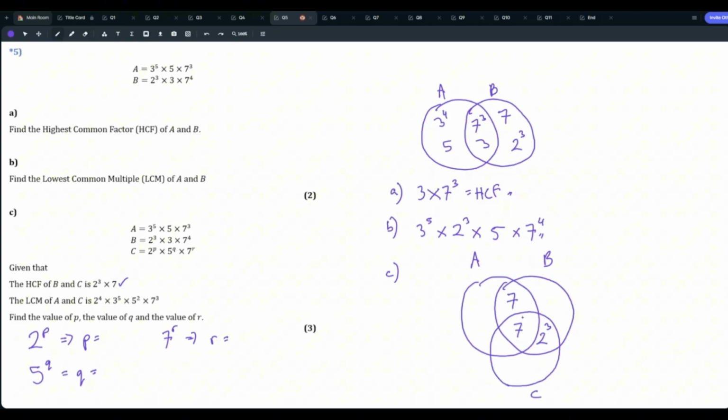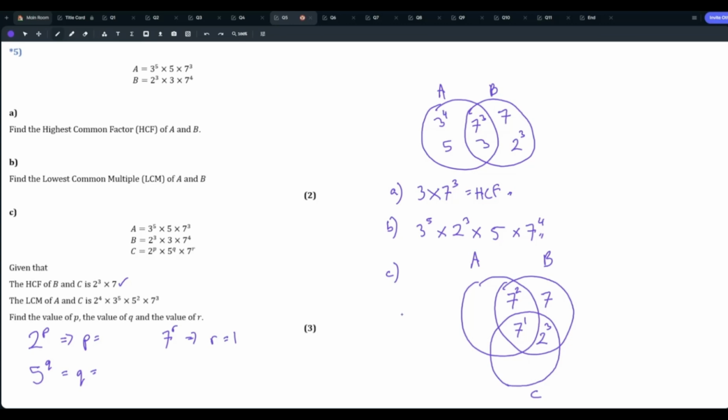So if the 7 goes there, B does have a 7 to the power of 4, but the LCM of A and C is 7 to the power of 3, so that means this extra 7 must go there. Let's just double check that with the 7s. So B has 4 7s, so if that's the case, this is wrong, this should be a 2. Now this makes sense, because B has 4 7s, A has 3 7s, and C looks like it's going to have 1 7 because of the HCF of B and C. Now that means I've sorted the 7, so that'll be 1, so R is 1.